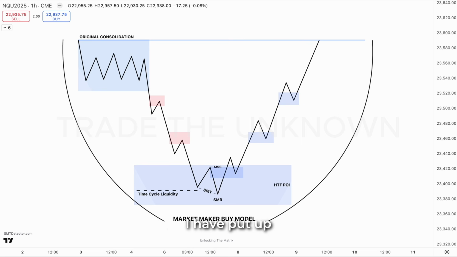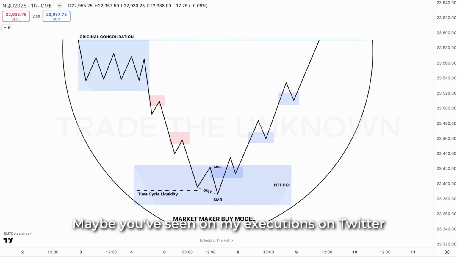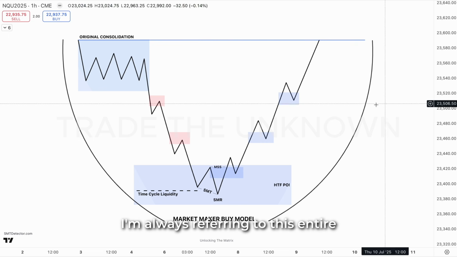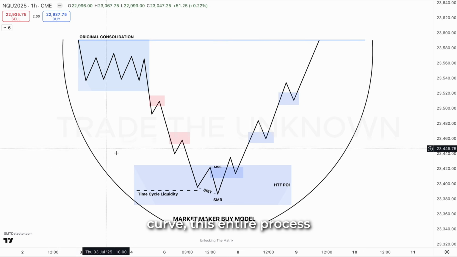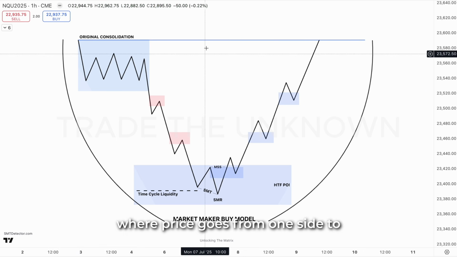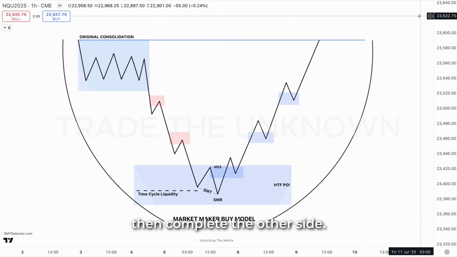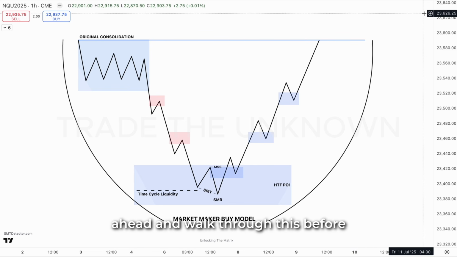I have put up this schematic of a market maker buy model. Maybe you've seen on my executions on Twitter when I put NQ market maker buy model, I'm always referring to this entire curve, this entire process where price goes from one side to then complete the other side. And we're just going to quickly go ahead and walk through this before going to some actual examples.